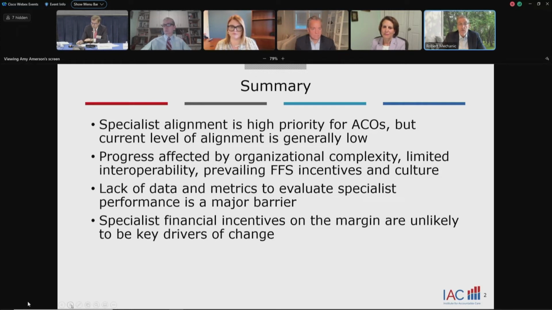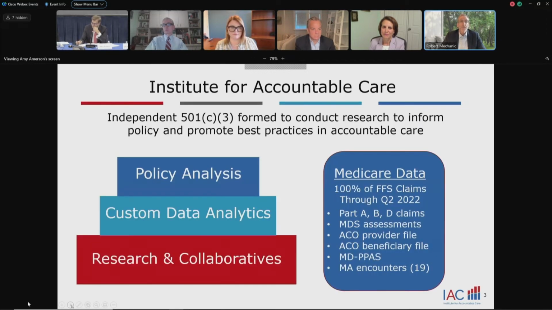And then I believe, sort of on the margins, that specialist financial incentives are probably not going to be key drivers of change. There are other things that may be more important, referral volume being one of them. I think one of the things that Nancy ended with was about helping ACOs identify high-quality, low-spending practices. If I were going to propose a direction for policy, that's the direction that I would go in. Go to the next slide, please.